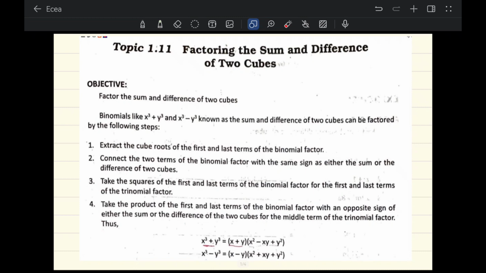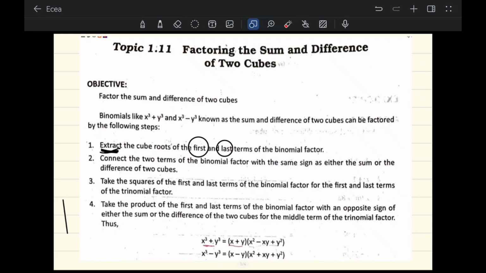Step 1. Extract the cube roots. So we need to extract the cube roots of the first and last terms of the binomial factor. Step 2. Connect the two terms of the binomial factor with the same sign as either the sum or the difference of two cubes.